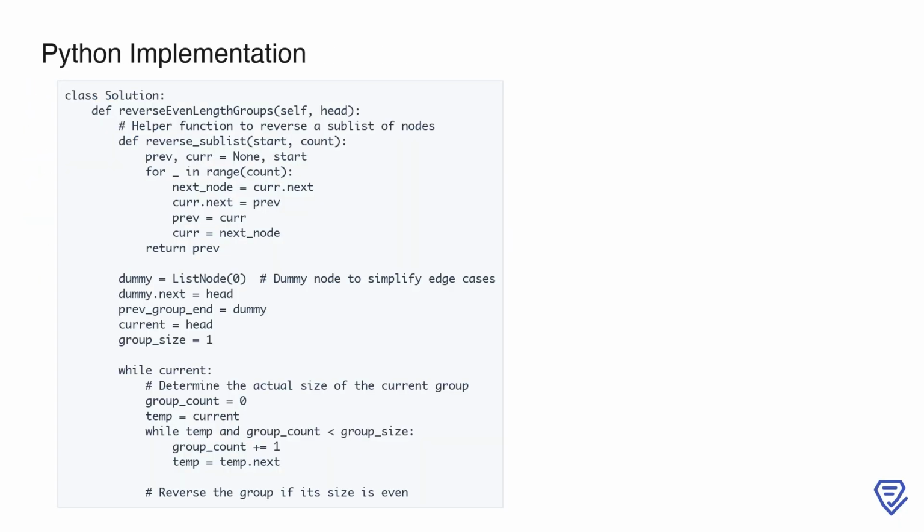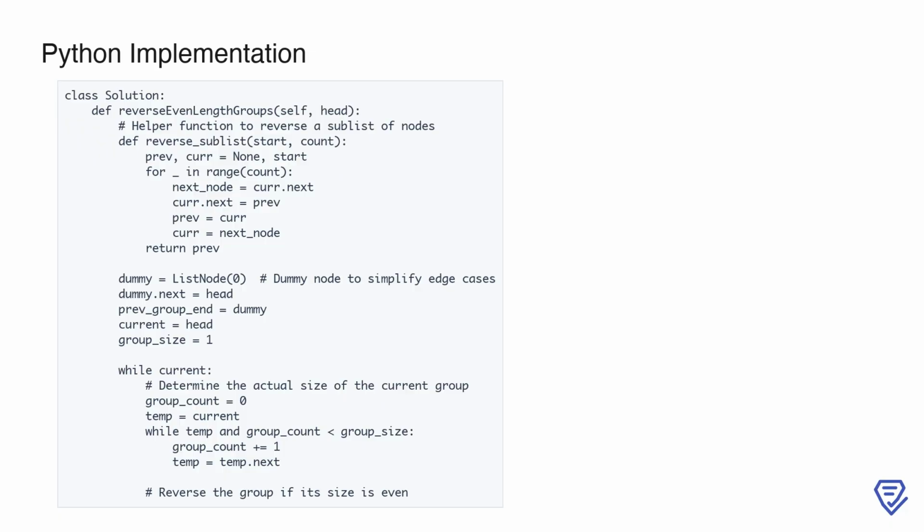Here, we start by defining the solution class and a method called reverse even length groups. Inside this method, we first define a helper function, reverse_sublist, which takes the start node of a sublist and the count of nodes to reverse. The function iterates through the sublist, reversing the pointers of each node, and ultimately returns the new head of the reversed sublist.